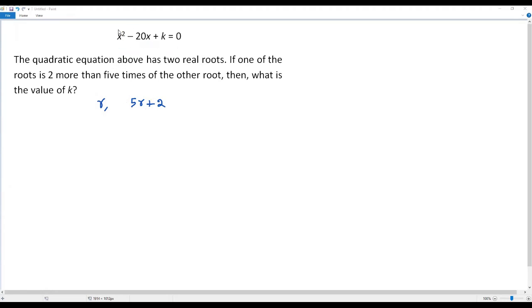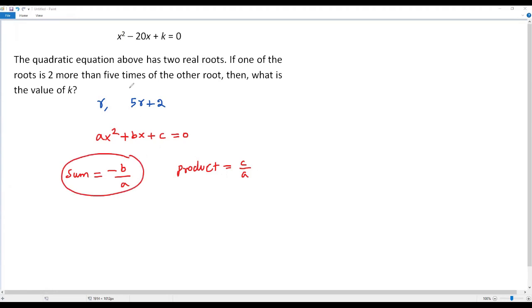Now let me consider a quadratic equation in standard form, that is ax squared plus bx plus c equals 0. Whenever we have a quadratic equation in standard form like this, there is a formula to get the sum of the two roots: take the negative sign and the coefficient of x, divided by the coefficient of x squared, that is a. And we also have the formula for the product of the two roots: divide the constant term c by the coefficient of x squared, a. Then c over a is the formula for the product of the two roots.